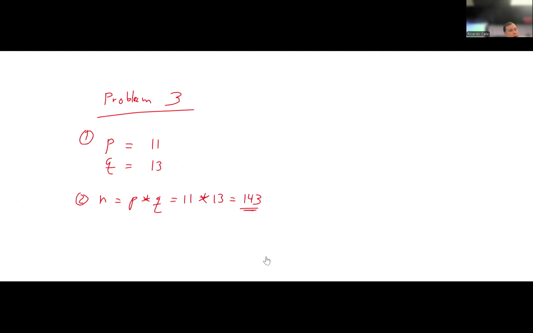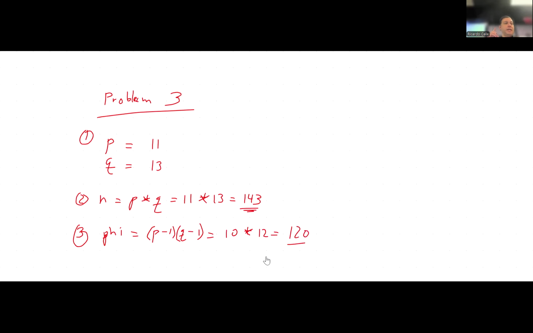Okay, then we're going to do phi. So step 3. And that, remember, is P minus 1 times Q minus 1. So that should be 10 times 12, and that is equal to 120. Okay. Right, so we've got these two.